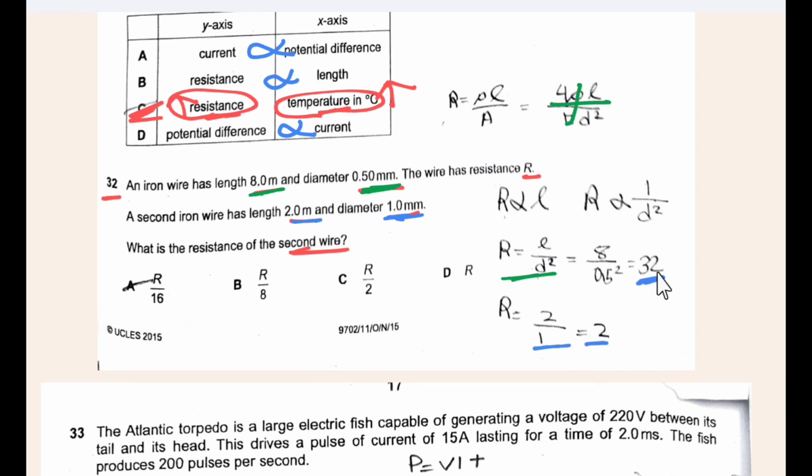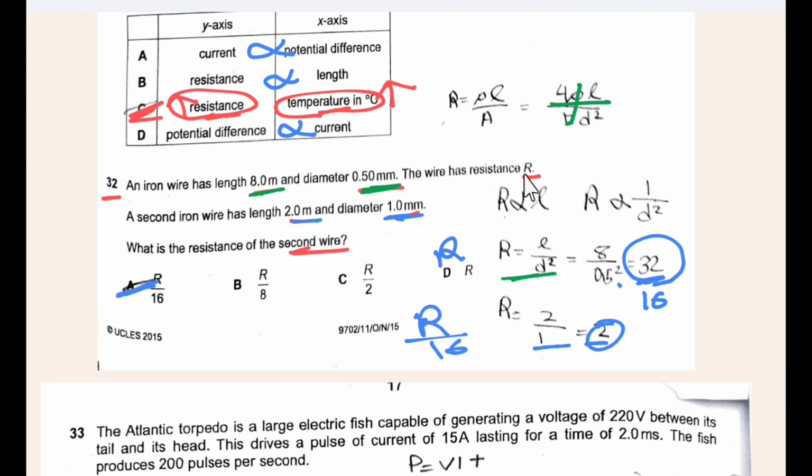If we compare these two resistance values, we can see that the first one is 32 and the second one is 2. That means the first one is 16 times bigger. So if the first one's resistance is R, then the second one's resistance would be R by 16. So option A is correct.